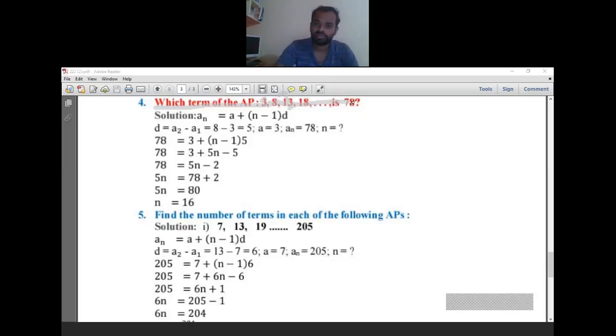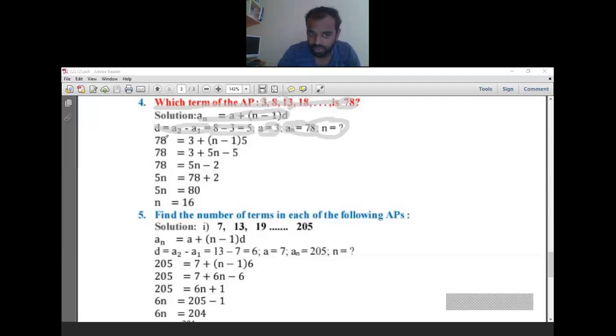And next, what you have to find out? Which term is 78? They have not given the n value. Therefore they have given an is equal to 78. So somehow the nth term of the AP is 78, but we have to find out which term that is. So first of all, what are you going to do? Put the formula. An is equal to a plus n minus 1 into d. We substitute the values: the difference is the second number minus the first, which is 5, and the first number is 3. Therefore a is equal to 3, an is equal to 78, and n is equal to question mark. So we have to find out n.